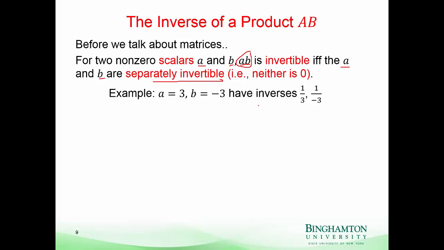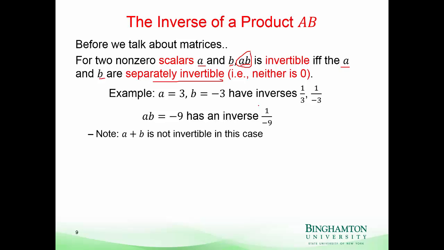And there's a simple example. And so AB is equal to -9, and its inverse is 1 over -9. And just in passing, A plus B in this case is not invertible. And we'll have the similar kind of thing in the matrix world. AB may be invertible, but A plus B may not be invertible. So kind of an interesting world.